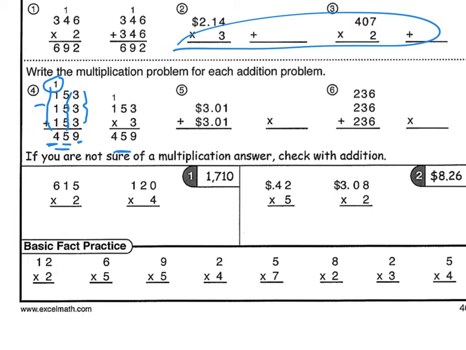A reminder on how to do the multiplication. 3 times 3 is 9. 5 times 3 is 15. Bring the 1 up to there. Multiply first. 1 times 3 is 3, plus 1 is 4. All right, why don't you pause the video, try number 5 on your own, and then turn it back on.